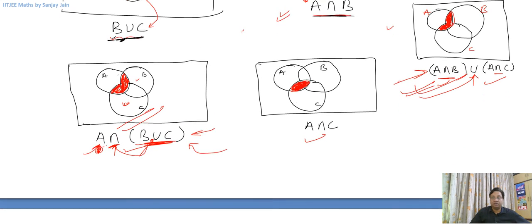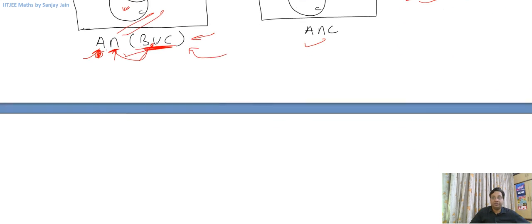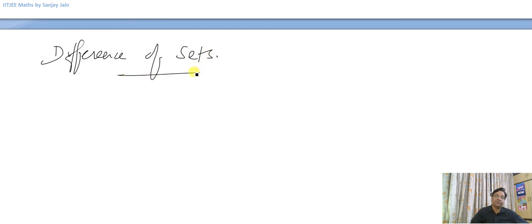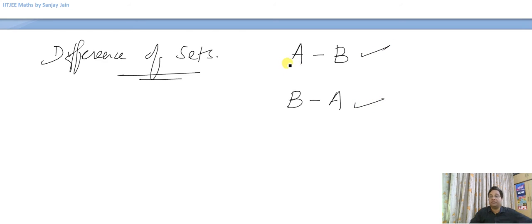Now the only thing left in the introduction part is difference of sets. If I am looking for the difference of sets A and B, I'll write it as A minus B. And there is another difference, B minus A. These two are different, right? They do not convey the same meaning.